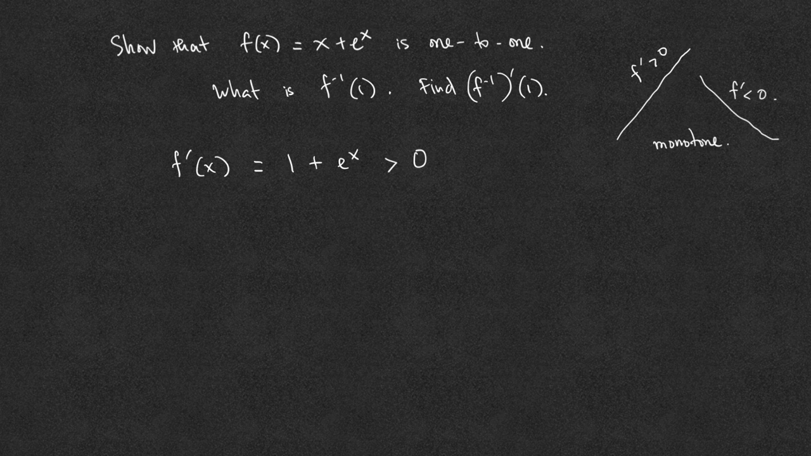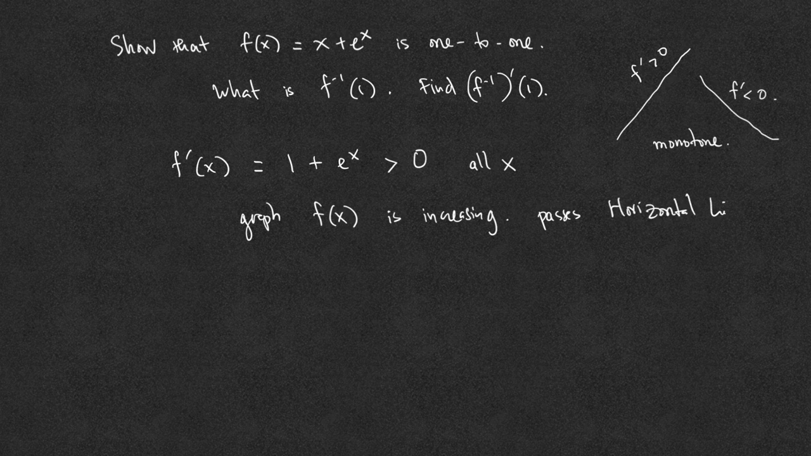If the derivative is always positive for all x, then the graph of the original function f of x is increasing all the way. And if the graph is increasing all the way, then it passes the horizontal line test. And any function that passes the horizontal line test is 1 to 1.